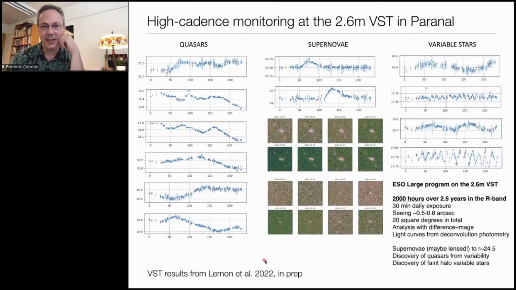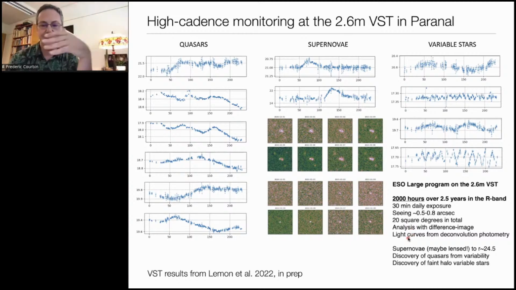Okay, so that's one application. I want to show this because that's how we measure our delays, by monitoring lens quasars. And we do this, among others, with the VST, the VLT Survey Telescope at Paranal. We have a large program, 2,000 hours over 2.5 years. Every day we expose for 30 minutes. Seeing is excellent. The total field of view is around 20 square degrees in total.